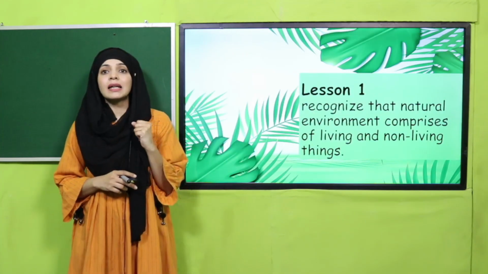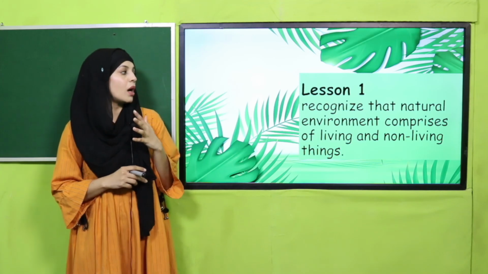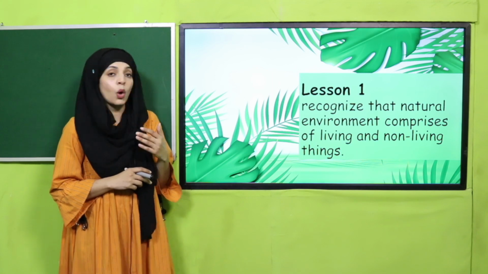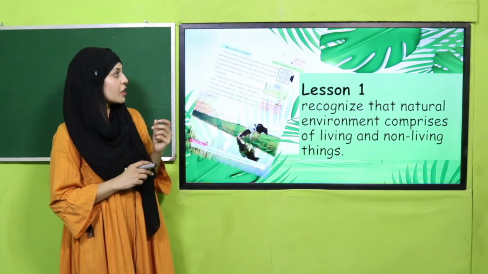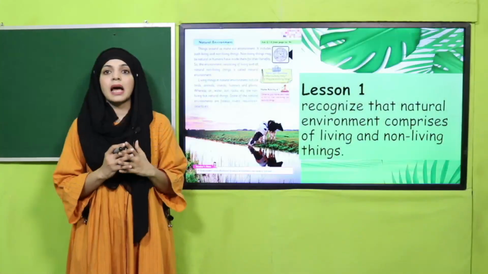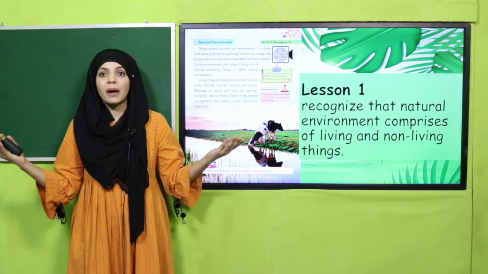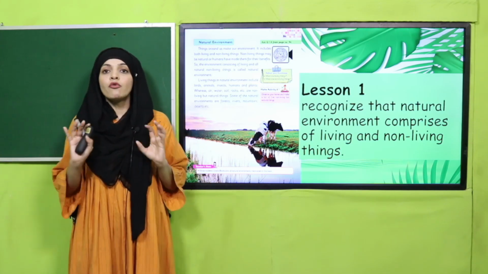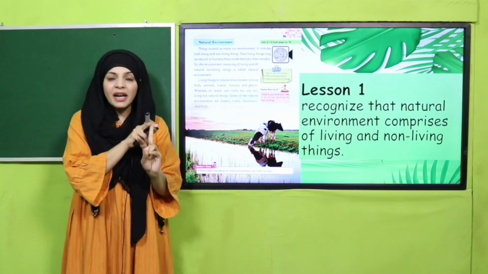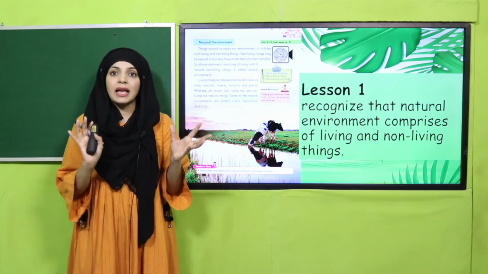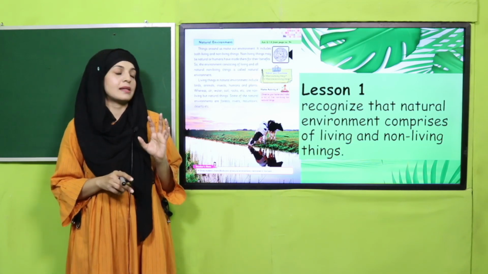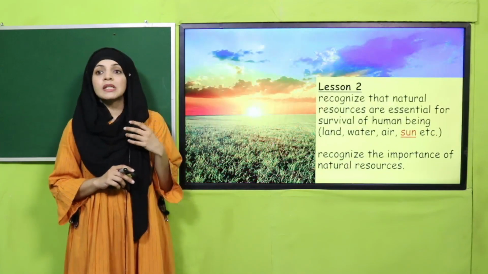So when we start lesson number 1, the students will recognize that the natural environment comprises living and non-living things. The page included is page number 86. We will discuss that our natural environment is made up of two kinds of things: living things and non-living things. We will have certain examples in this lesson, we will see pictures, and we will really have fun. Then we will move forward towards lesson number 2.